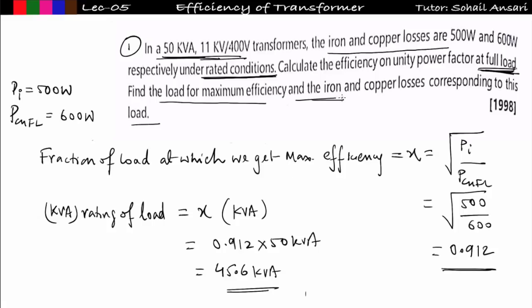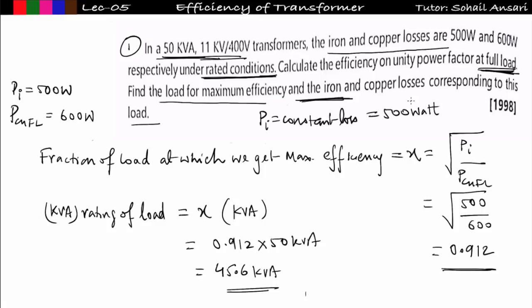Second thing, we have to find the iron loss at maximum efficiency. We know iron loss is the constant loss, so it will not depend upon the load; it depends upon the supply voltage and frequency, and in a transformer the supply voltage and frequency are constant. So Pi will not change. So Pi at this load will be equal to 500 watt only.